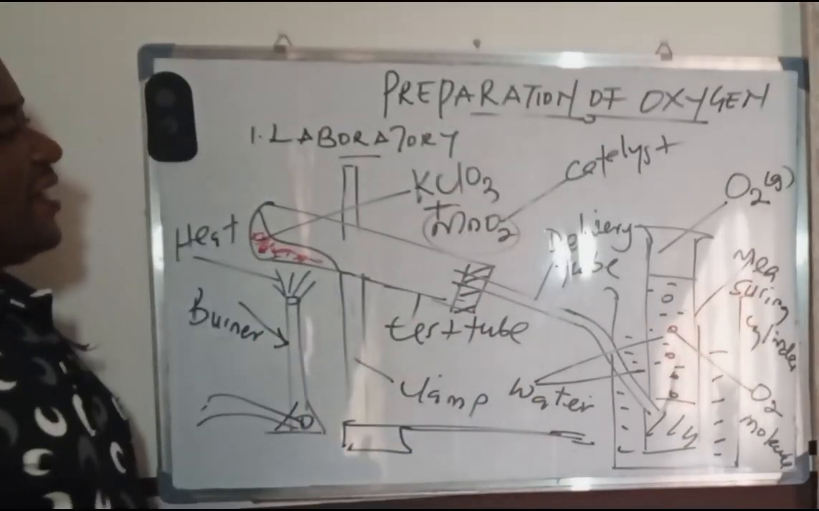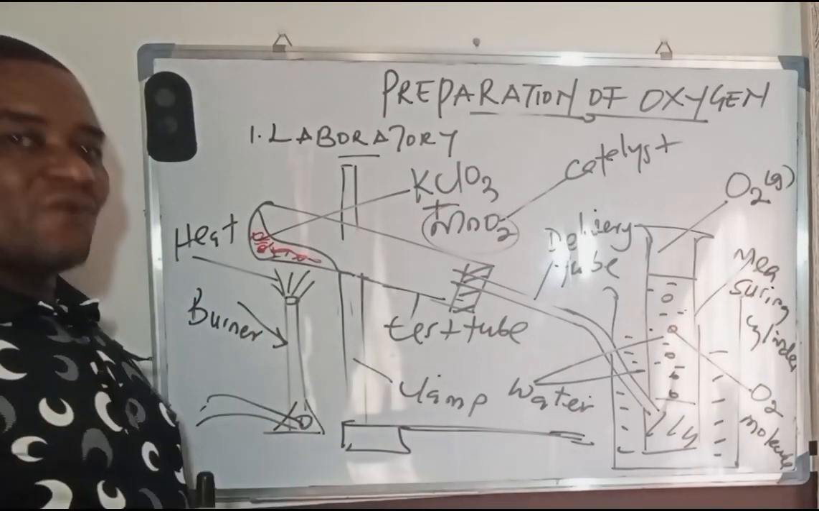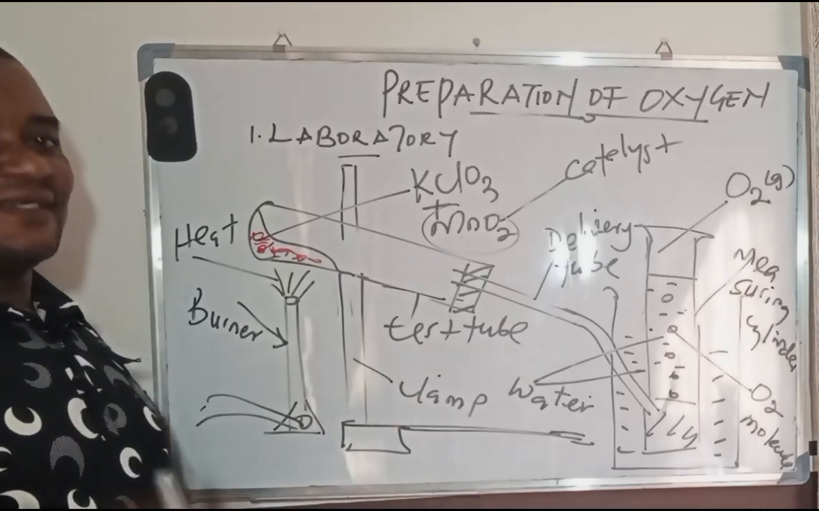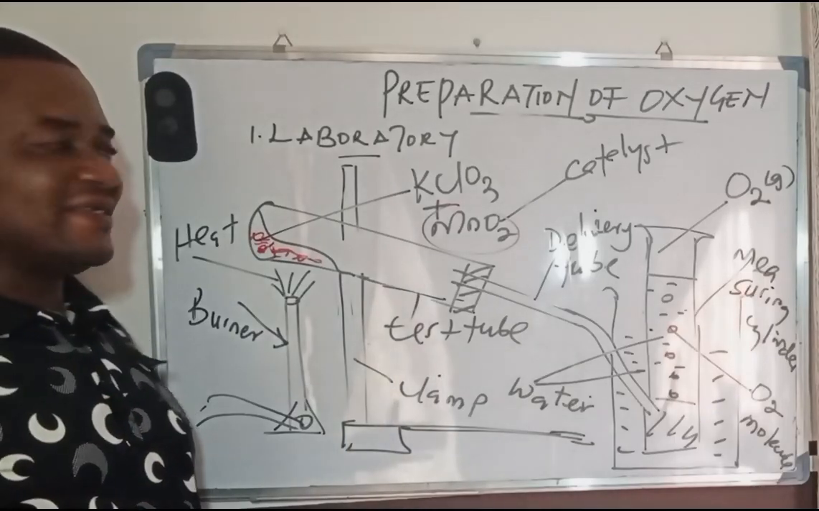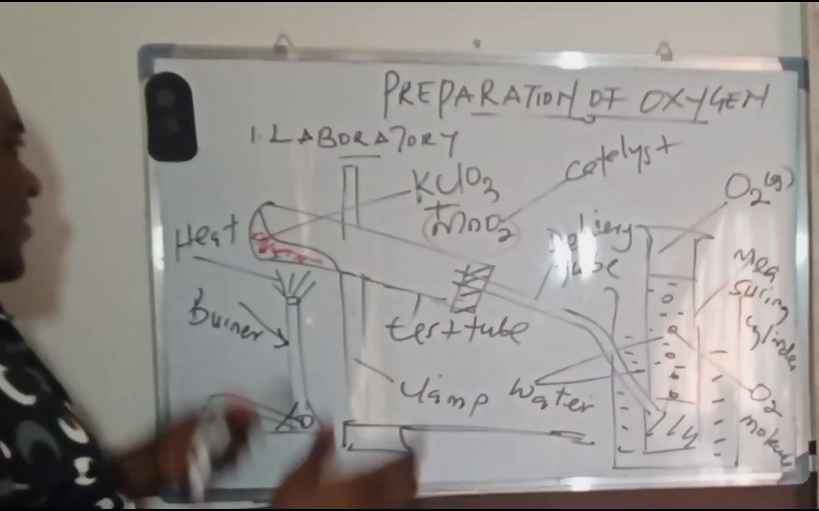So this is a simple way of preparing oxygen in a lab. If you want to use the thermal decomposition of potassium trioxochlorate(V) in the presence of manganese dioxide as a catalyst, this is a simple approach to preparing that.